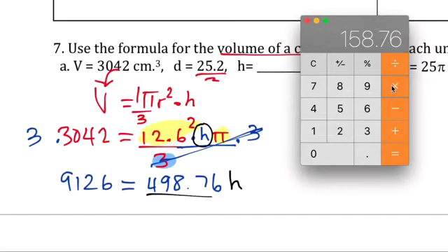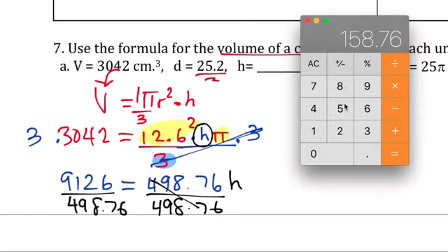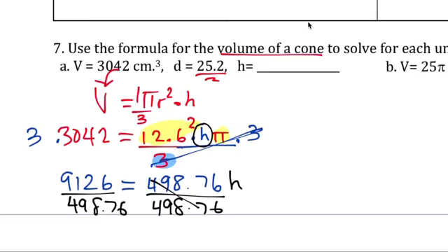So in order to solve it, we divide both sides by that, right? 9126 divided by 498.76. This got it all wrong. We know it's not that. I'll use my calculator on my hand. I don't know what happened there.